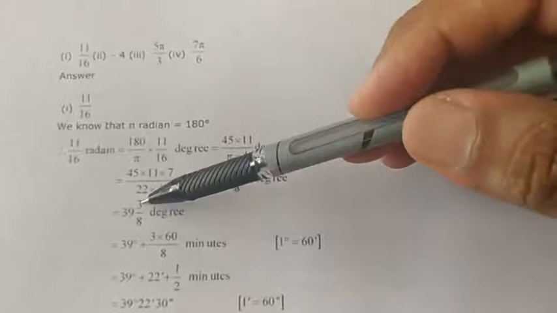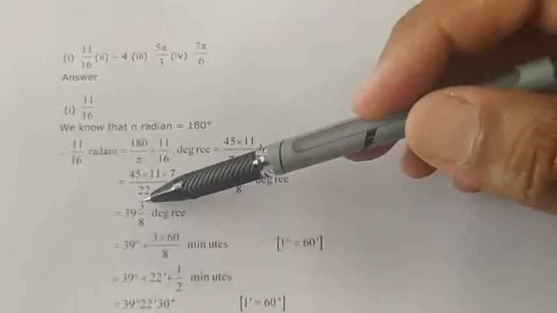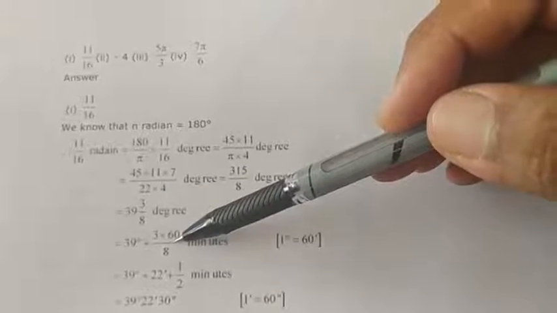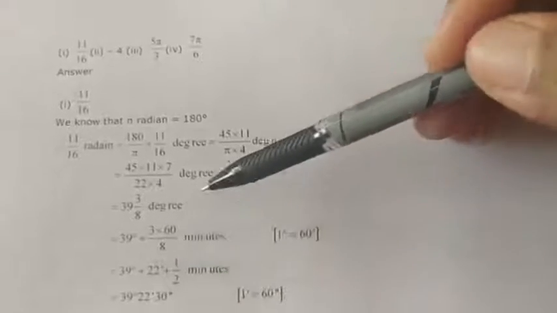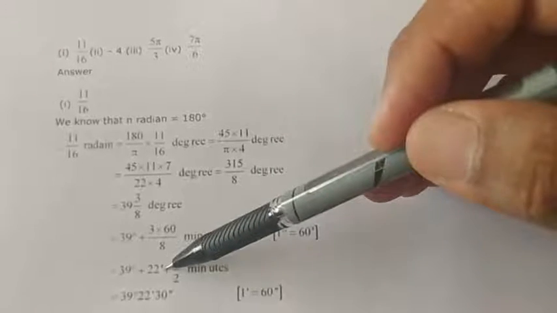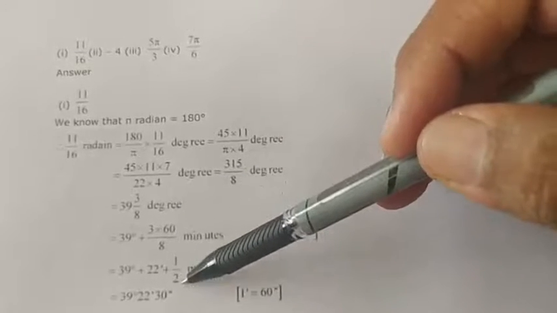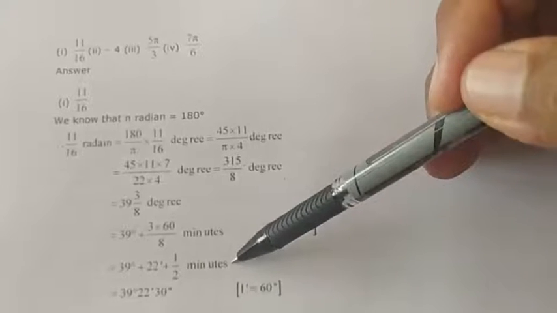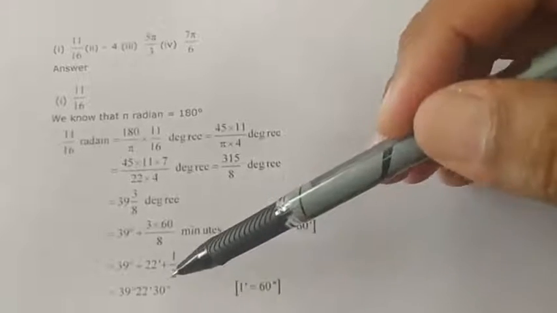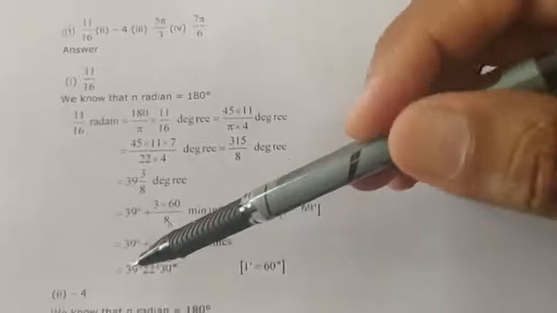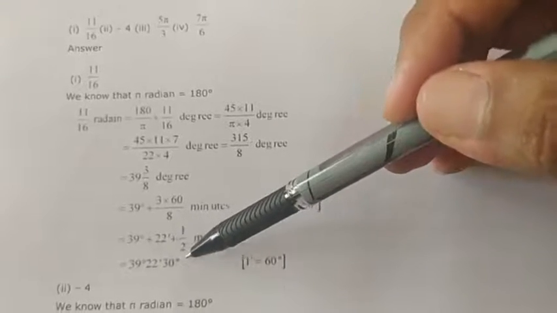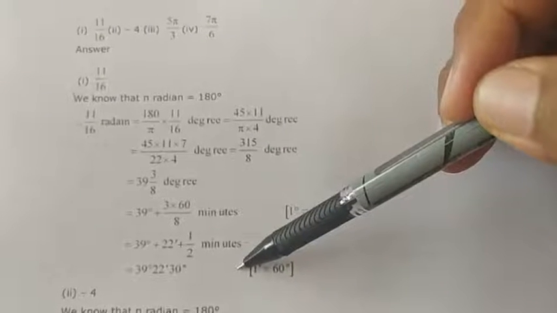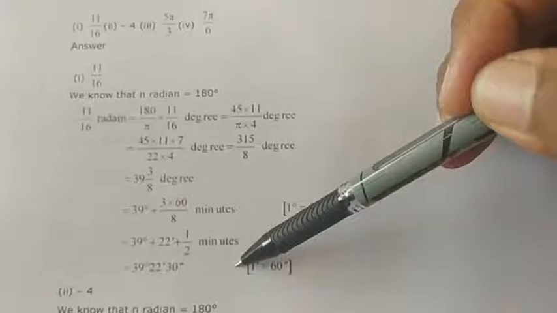Right? Now this 39 is the complete degree. This fractional value will be converted into minutes, multiply by 60. So we will get 22 into 1 by 2, so 22 minute, and the remaining is 1 by 2 minute also. Now we will convert into second, multiply again by 60, then it will be 30 second. So 39 degree, 22 minute, 30 second. By this method you will convert the radian measure into degree measure.